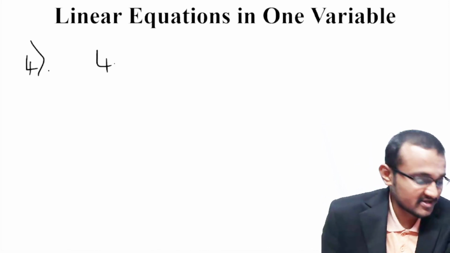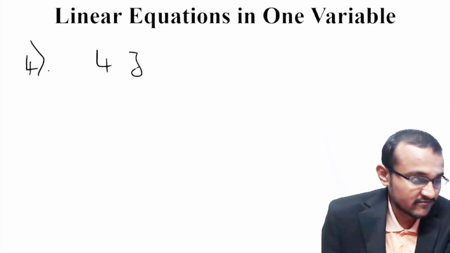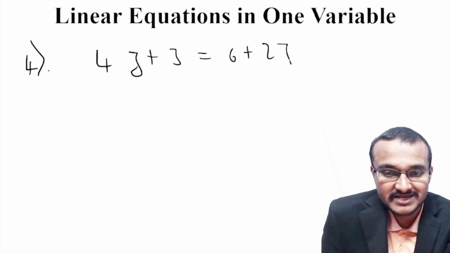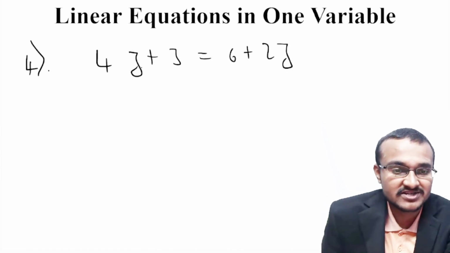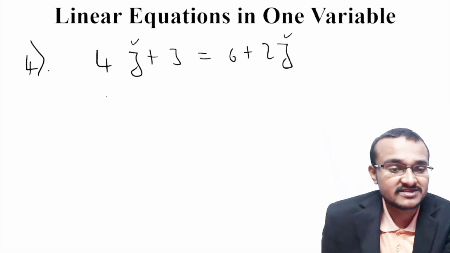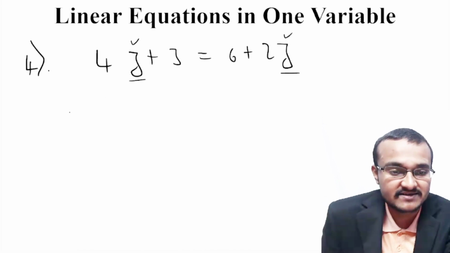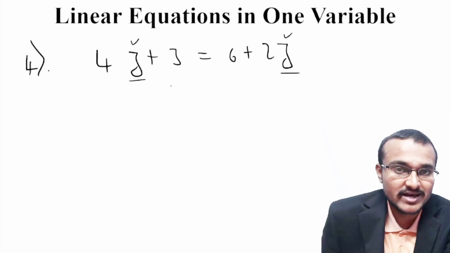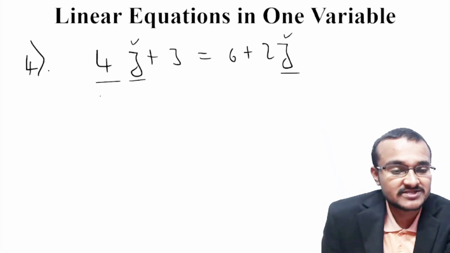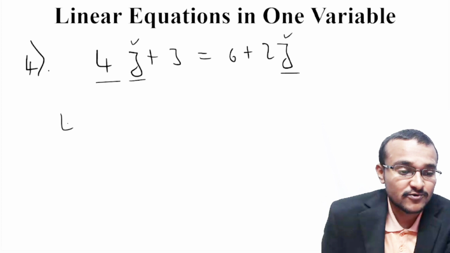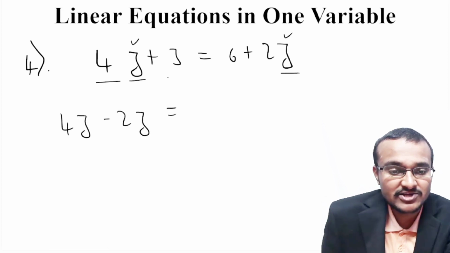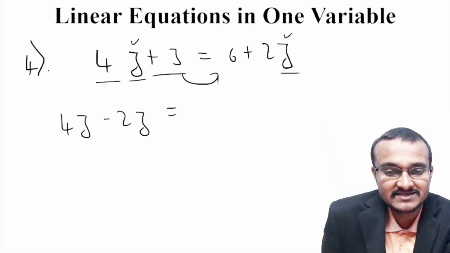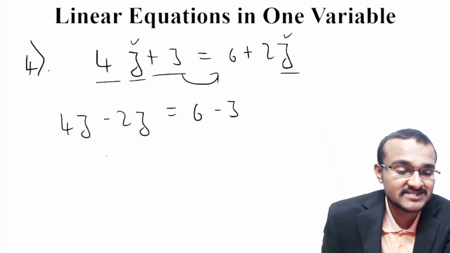The fourth question in this exercise 2.1 is 4z plus 3 is equal to 6 plus 2z. So now you have a linear equation with one variable. After solving this, you should find the value of z. You can bring this 2z to LHS so that you can subtract it from this 4z. So 4z minus 2z. When you bring this plus 3 to the right hand side, it will become 6 minus 3.